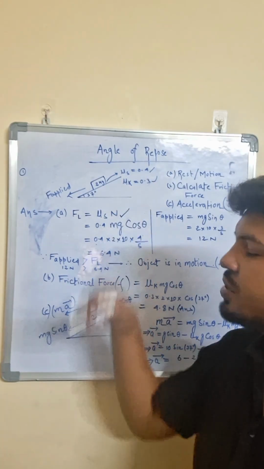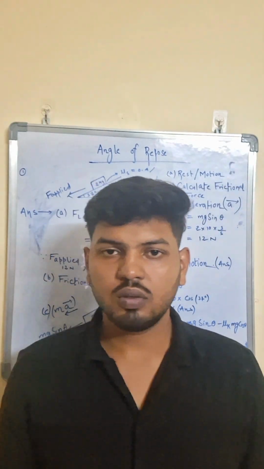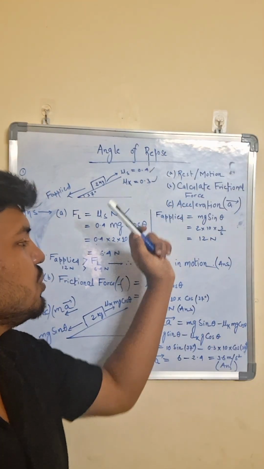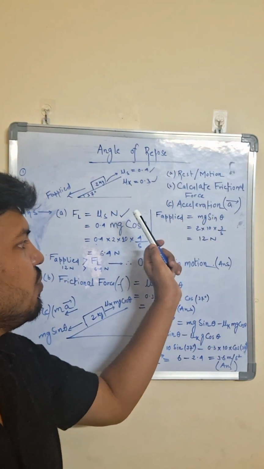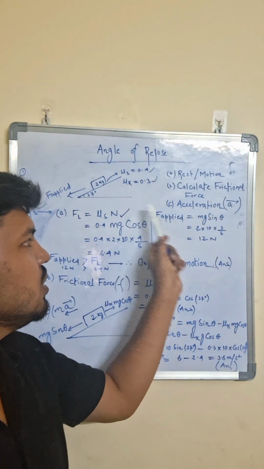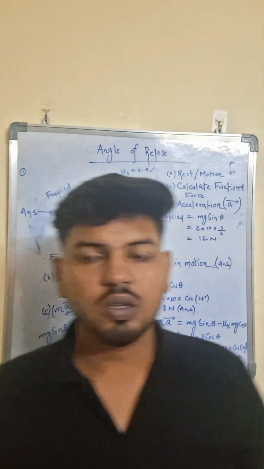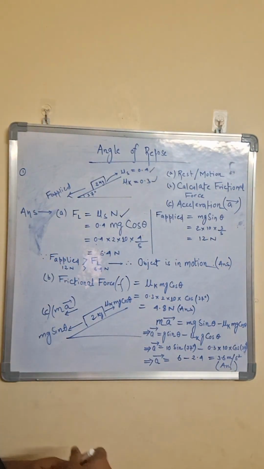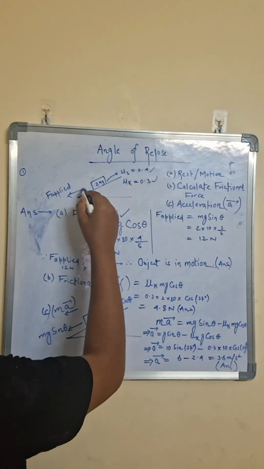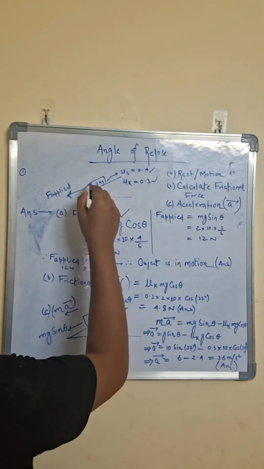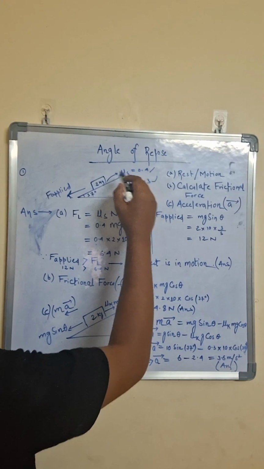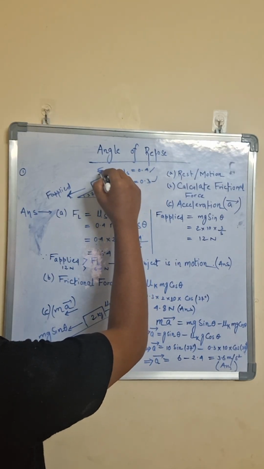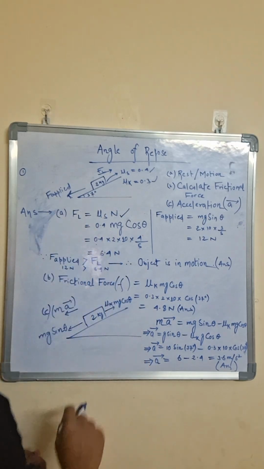In this question, the question is divided into 3 parts. We have to find out whether the block is at rest or in motion. We have to calculate the frictional force and the acceleration the block is generating. So to solve this question, first of all we have to draw the FBD. The applied force is acting in the direction of motion and the frictional force is acting backwards, on the opposite side of the motion.